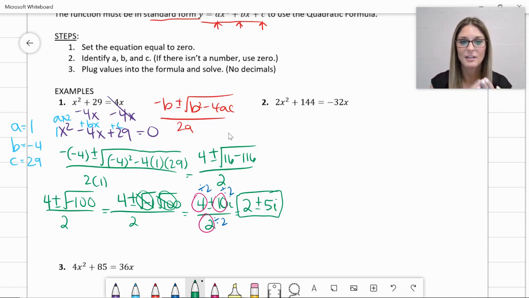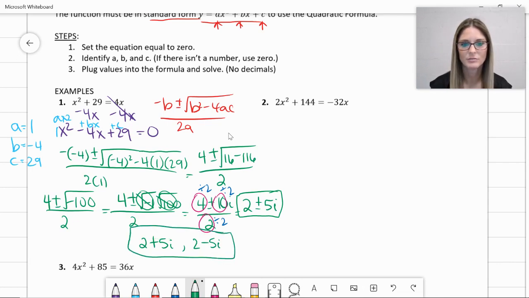On Delta Math, there is a plus or minus button that you can use, or you could list them both. You could have 2 plus 5i. There are 2 answers here, and 2 minus 5i is also an equivalent form of the final answer. There are 2 answers there. There are 2 x-intercepts, except they're imaginary, and we can't graph them on a real coordinate plane.